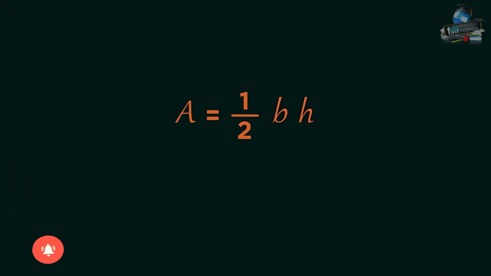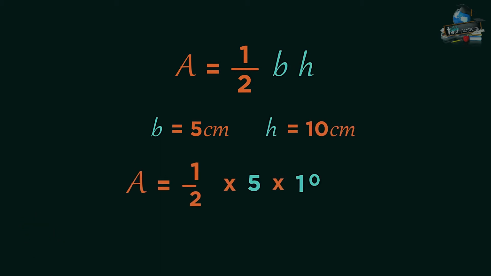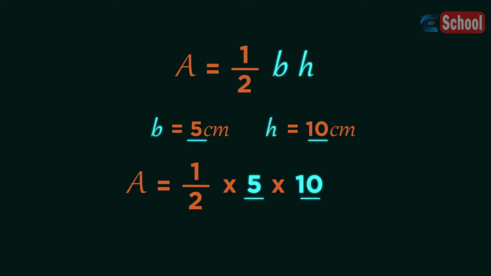So we have this formula. If the base is 5 centimetres and the height is 10 centimetres, then the area is half times 5 times 10, because we have replaced the b with 5 and the h with 10. So the area is 25 centimetres squared. That's all there is to substitution.